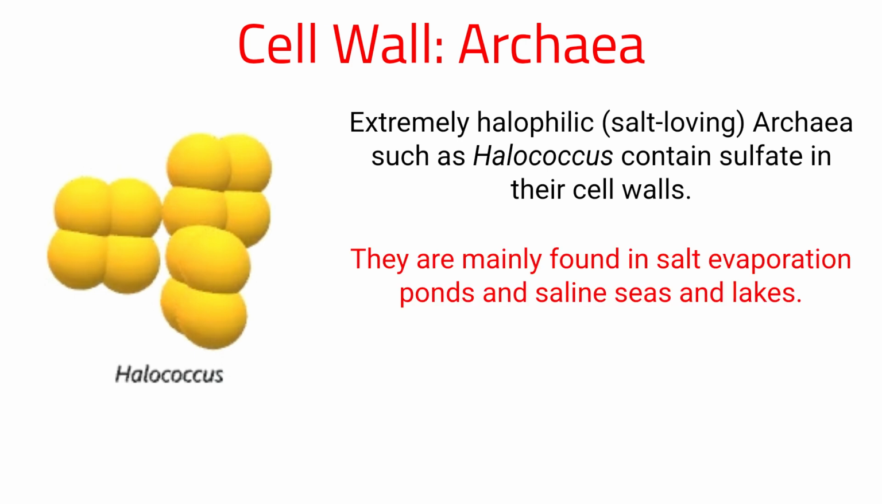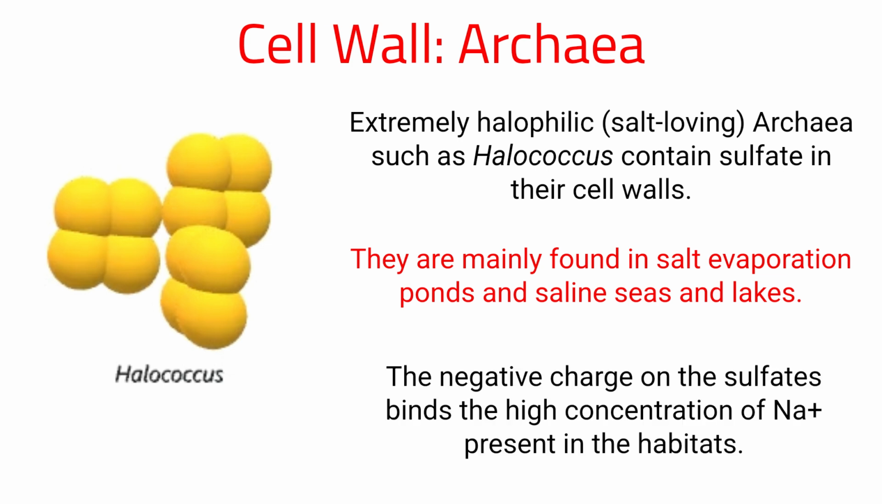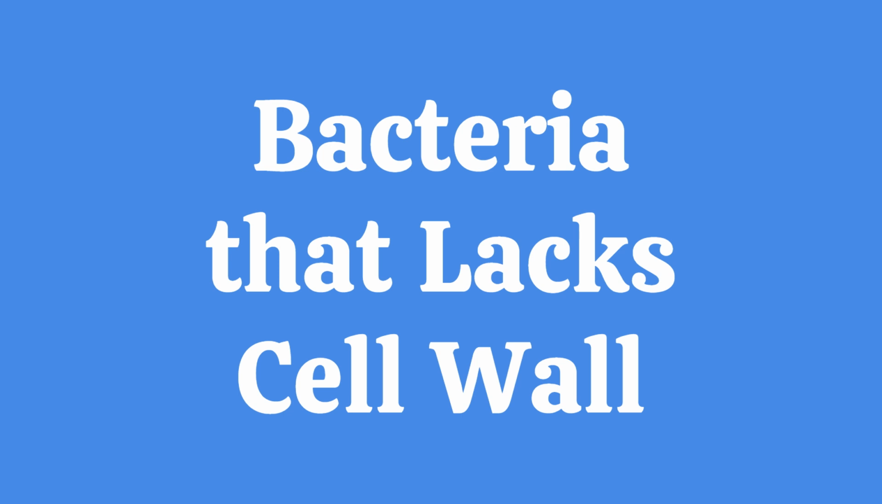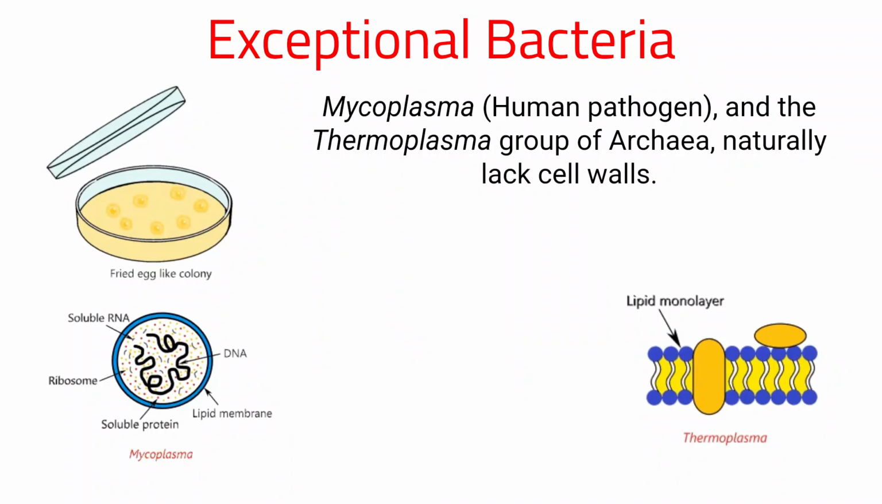The negative charge of the sulfate binds to the sodium present in the habitats of Halococcus, such as salt evaporation ponds and saline seas and lakes, helping to stabilize the cell wall in such strongly polar environments. Some bacteria like mycoplasmas, which cause several infectious diseases in humans and other animals, and the Thermoplasma group of Archaea naturally lack the cell wall.